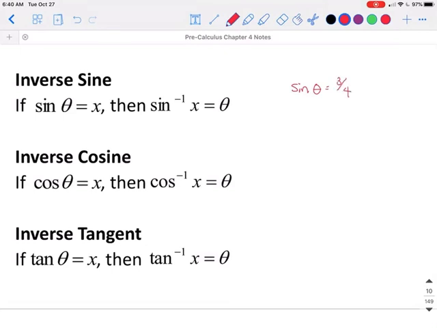To get the angle by itself, to take the sine to the other side, you are going to have to do the inverse. And if we do the inverse sine of 3/4, we would get that our angle is approximately 49 degrees. So anytime you're looking for an angle, you will always use the inverse.